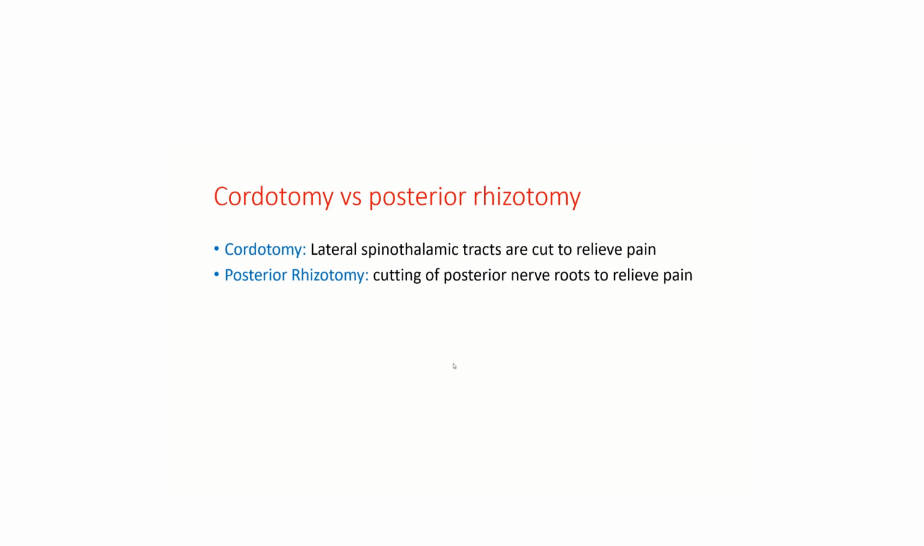Before going to the spinocerebellar tracts, there is a simple clinical application here. When there is pain which is very severe and not relieved by any kind of analgesics, there are two surgical procedures which are rarely done. The first one is a cordotomy, where lateral spinothalamic tracts are cut to relieve the pain, or posterior rhizotomy, in which there is cutting of posterior nerve roots to relieve the pain. When doing these procedures, the knife should always be posterior to the ligamentum denticulatum, because anterior to the ligamentum denticulatum will be the ventral root, and posterior to it will be the dorsal root, which is sensory in nature.